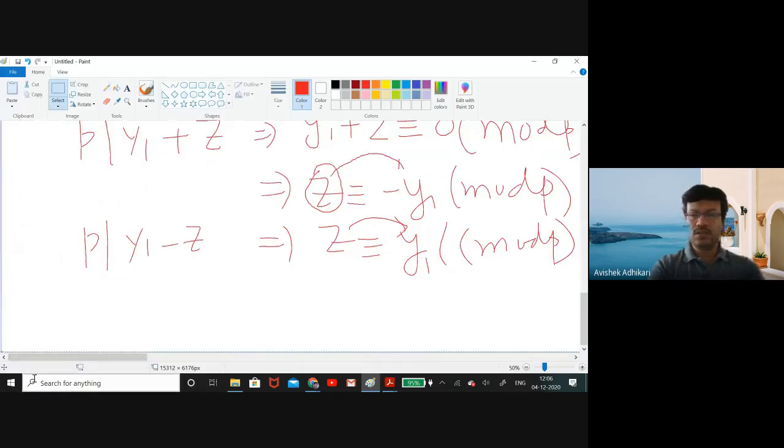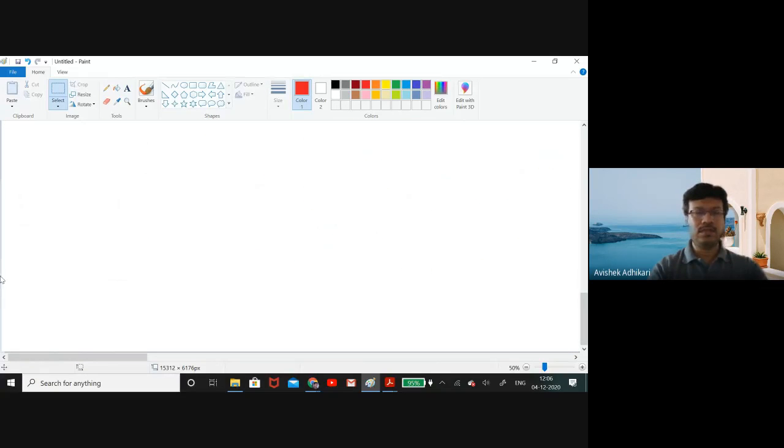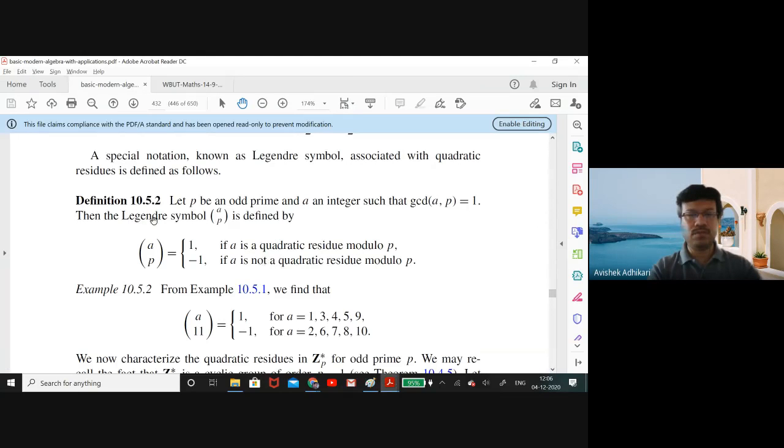I'm just erasing all of them. And that is known as the Legendre symbol. So this is known as the Legendre symbol. Okay, so let me explain.